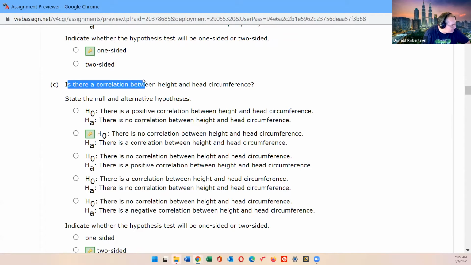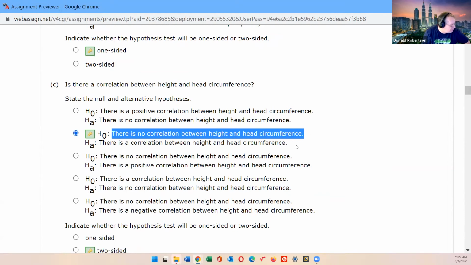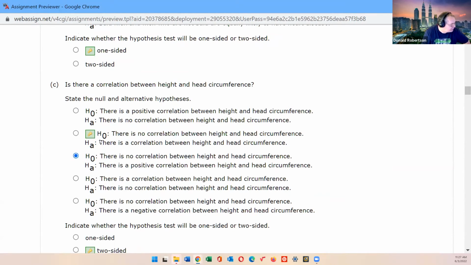Is there a correlation between height and head circumference? Well, the null hypothesis is that there's no correlation, and the alternative is that there is.